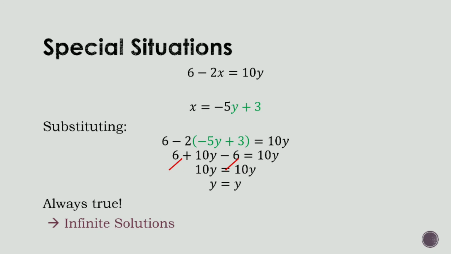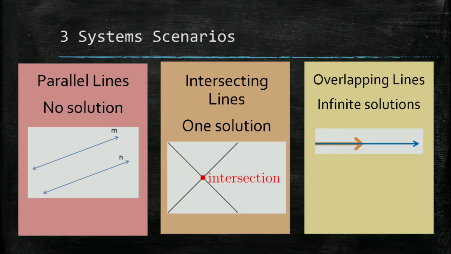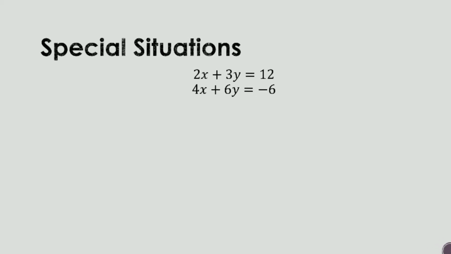So for any value of y, the two lines share that value. So in other words, all the points on the line are the same as all the points on the other line. That means there are infinite solutions.